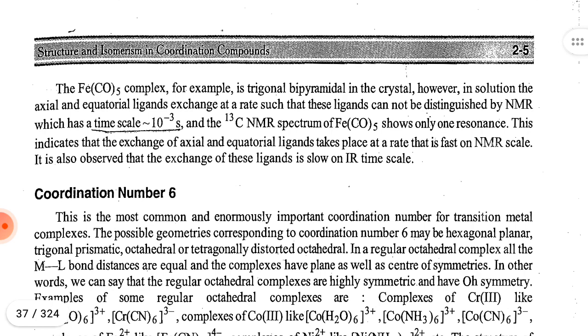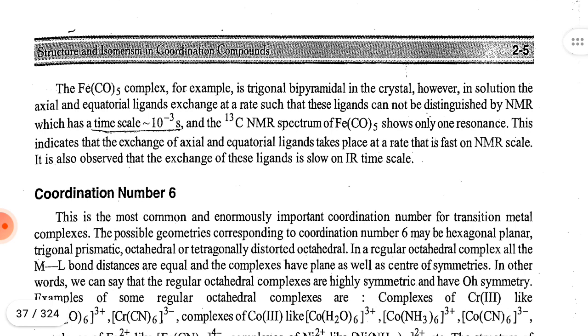So Fe(CO)5 is an organometallic complex. It shows trigonal bipyramidal geometry in crystal form, but when this compound is in solution, its ligand positions change from equatorial to axial. The position of the ligands is exchanged so fast that even NMR cannot detect these changes. The change of position of ligands from equatorial to axial is done at a speed of less than 10 to the minus 3 seconds, very quick, very fast. So the 13C NMR also can't detect these changes.